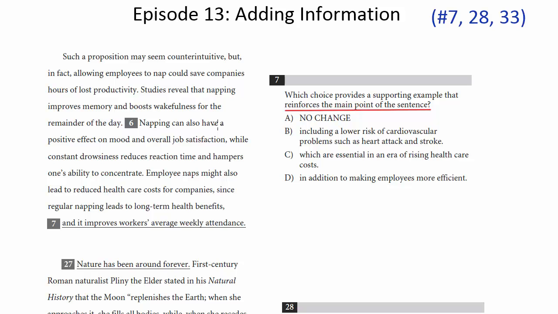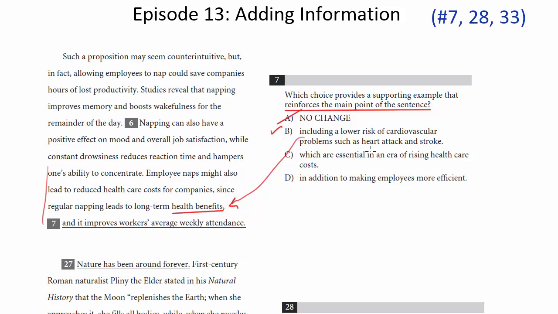So we look at the original, choice A, and it talks about weekly attendance, and that's nice, I guess. But notice the point of the sentence is to talk about healthcare costs and health benefits. Weekly attendance isn't directly related to those things. Maybe tangentially, but not directly. So we can hope to find a better choice. How about B? Including a lower risk of cardiovascular problems such as heart attack and stroke. Notice this is consistent with the health benefits, and it builds off of the previous part, which discusses these long-term health benefits. So this does reinforce the main point of the sentence pretty well.